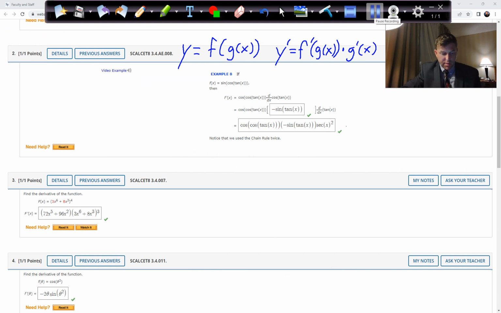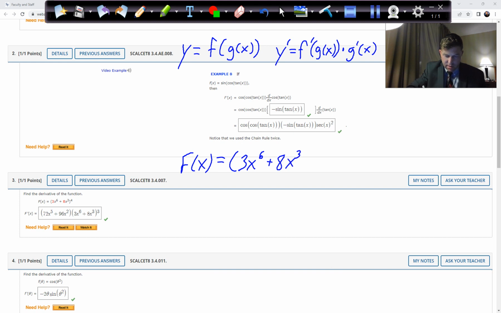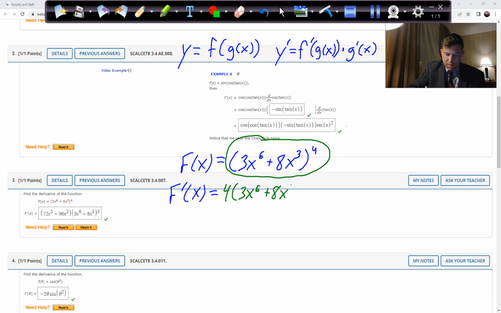They probably are a little easier when we don't have trig functions, and the next one does not, so hopefully it's not so bad. We have f of x equals the quantity 3x to the 6th plus 8x to the 3rd, the whole thing to the 4th. So f prime of x, that's going to equal the derivative of the outside. The derivative of the outside would be 4, leave the bubble alone, 4 minus 1 would be 3, times the derivative of the inside.